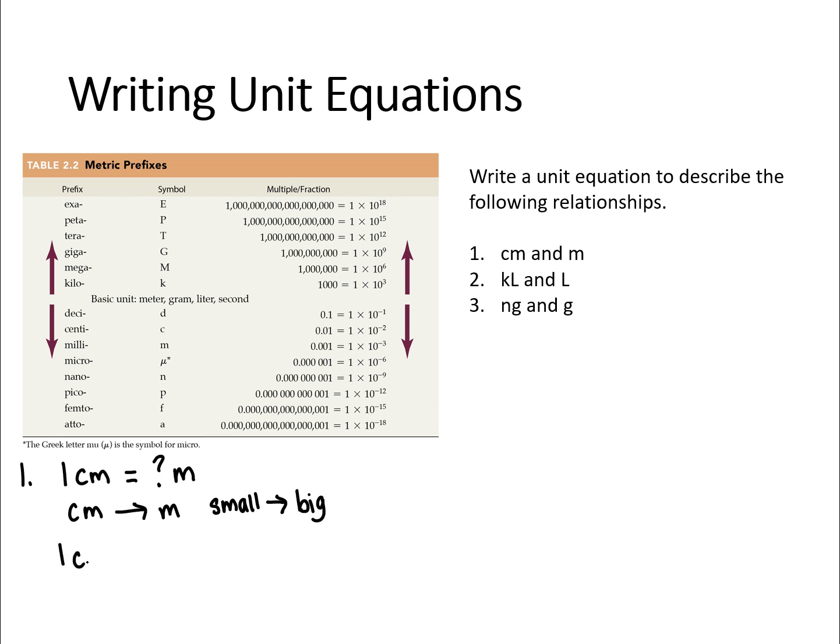If I have 1 centimeter, I'm going to go to my chart. Do not worry about this exponent here. You're going to take this number, 1 times 10 to the second, meters. But you're going to determine your exponent based on which direction you're going. You're going from something small, centimeters, to something big. So that means that you're going to have a negative exponent.